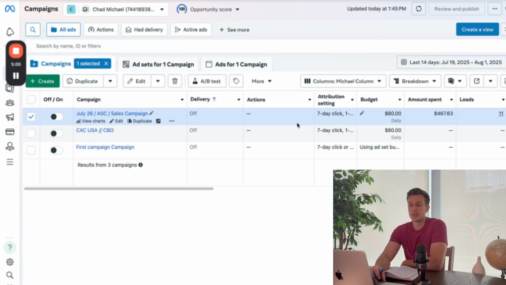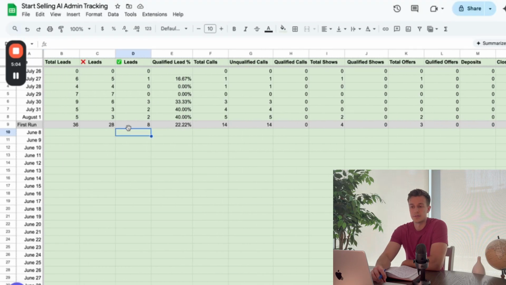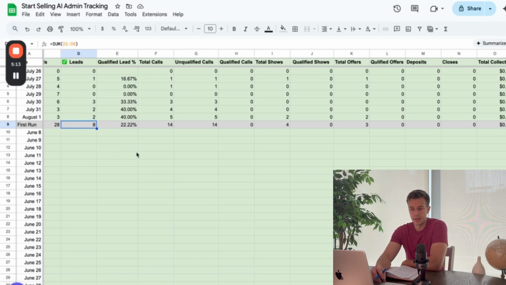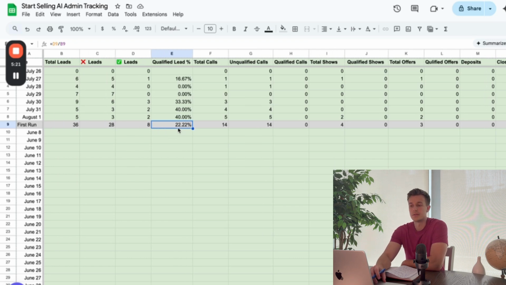Because you just spent $700 and you feel like you're getting random leads and the pixel hasn't optimized at all. So we have this information for the ads basically, and then we also need to have information for the funnel itself. And so over the first few days we have 36 leads, 28 leads are unqualified, 8 leads coming in that were qualified, and qualified lead percentage is sitting at 22%, which is very low.